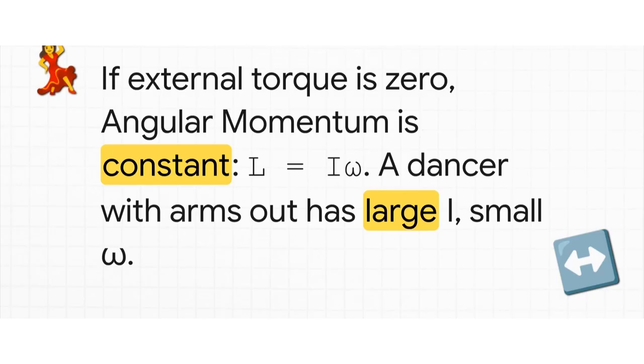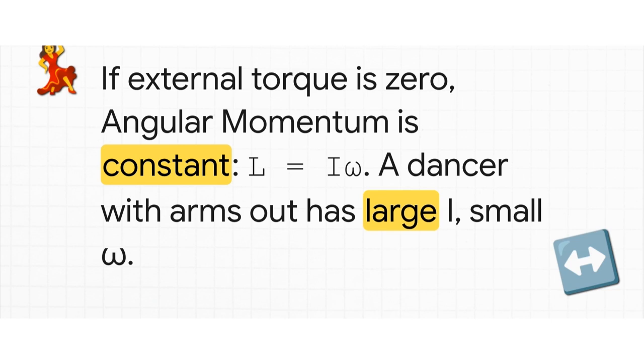And this brings us to one of the most beautiful and elegant principles in all of physics, the conservation of angular momentum. It's simple. If there's no external torque acting on a rotating system, its total angular momentum, L, stays constant. And since L equals I times omega, well, let's see what that means.